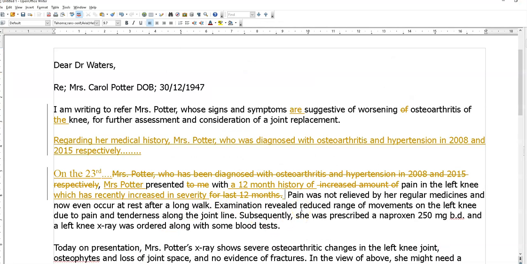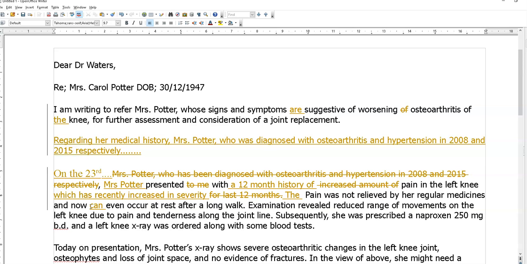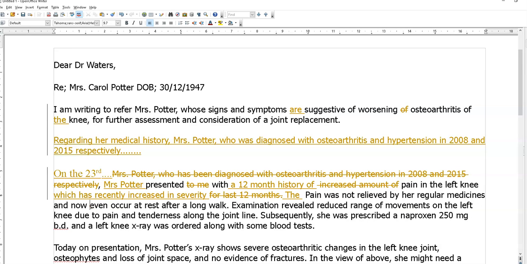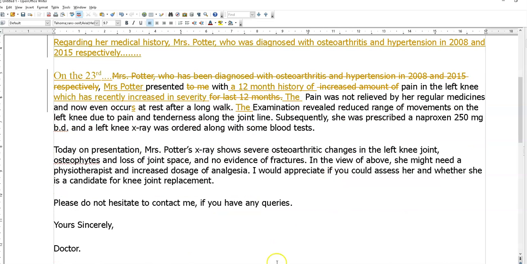Okay. The pain was not relieved by regular meds, and now can occur, or even occurs, at rest after a long walk. Okay, so that's good now. It's logical. Examination revealed reduced movements of the left knee, pain on the joint line, prescribed analgesia as well as some blood tests.